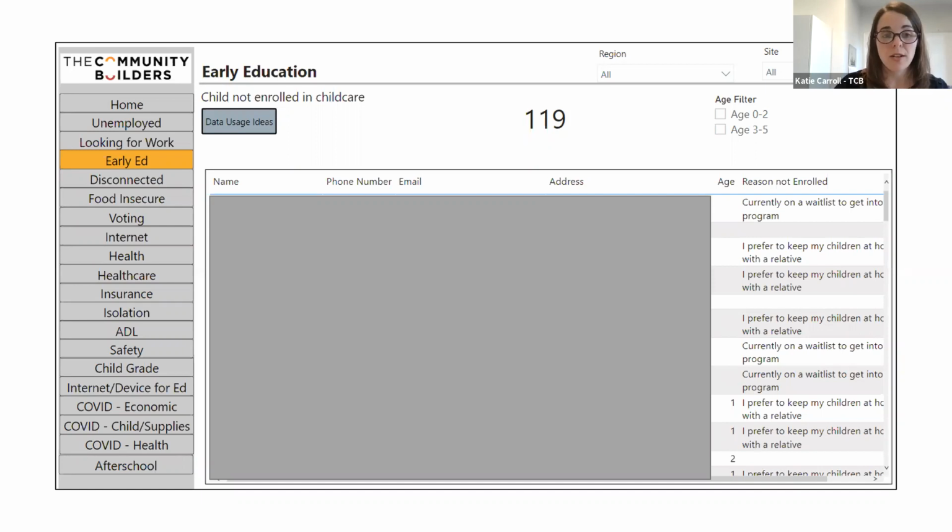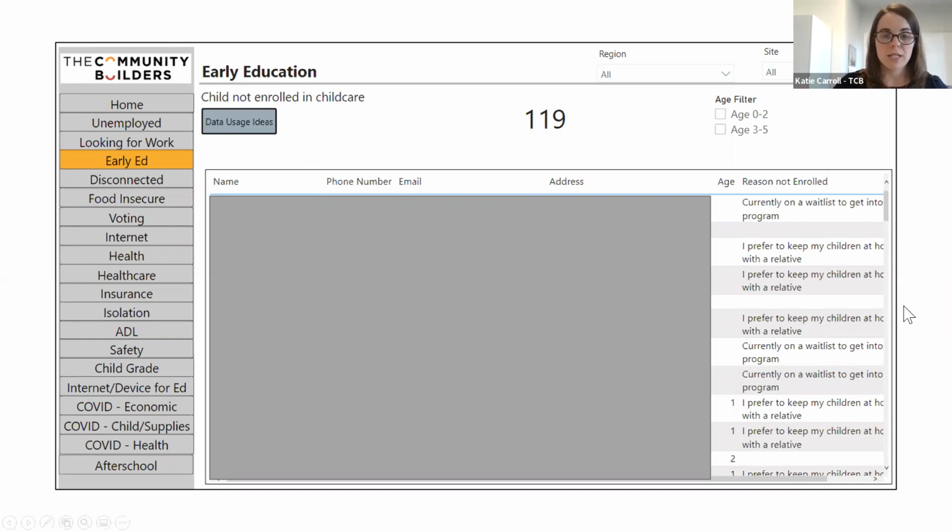You'll see the indicators on the side, like unemployed. For early education, these are the children ages 0 to 5 who the parent indicated were not enrolled in some kind of early education. So the staff member would be able to reach out, and as you can see, there are still impacts of COVID, like preferring to keep children home with a relative, or being on wait lists. Staff would also be able to see what the reasons are, and if they are on a wait list or didn't know of programs, they could connect them to programs.